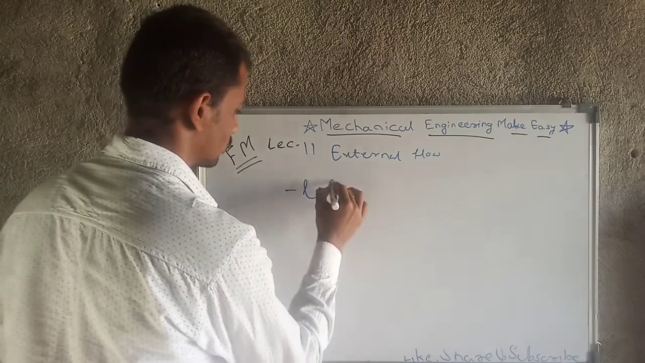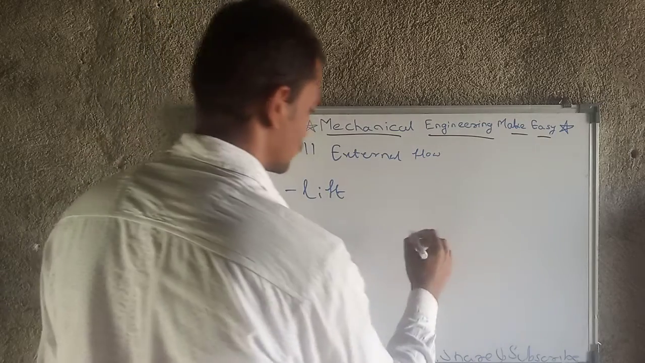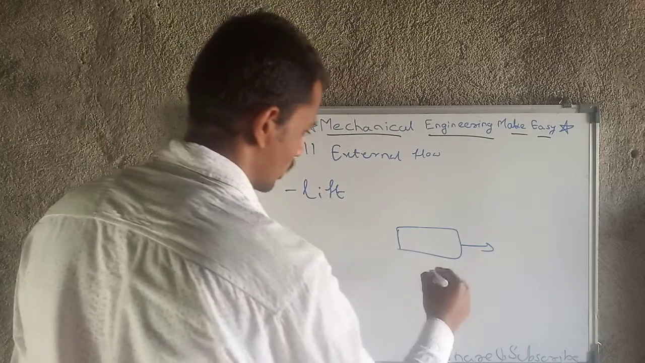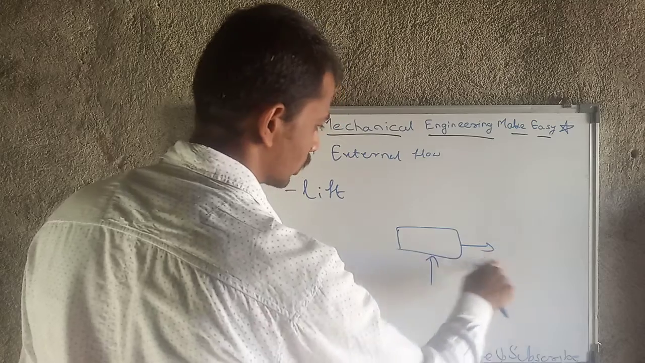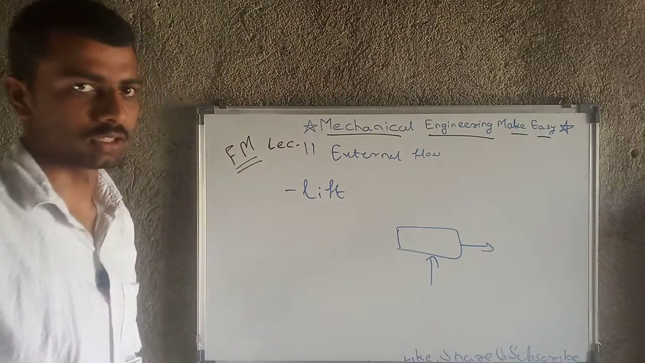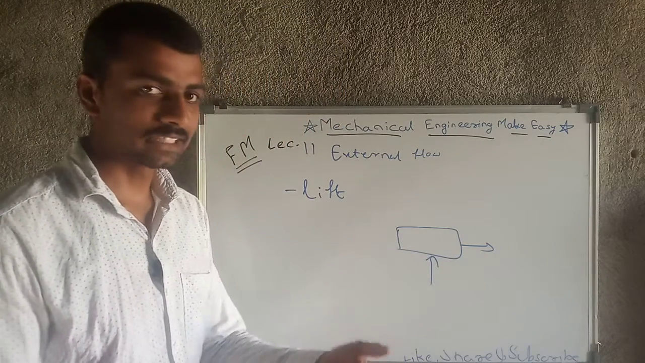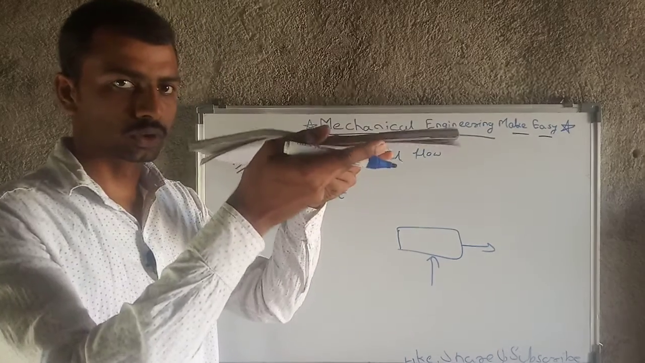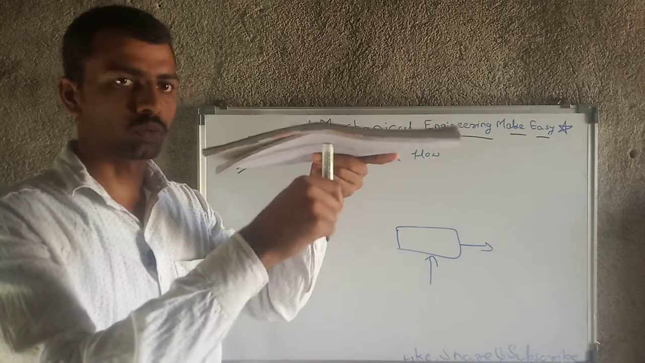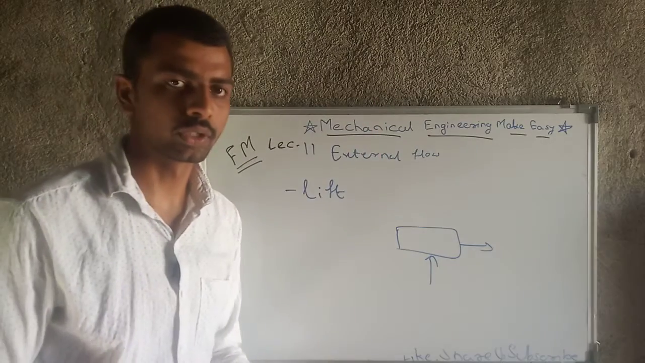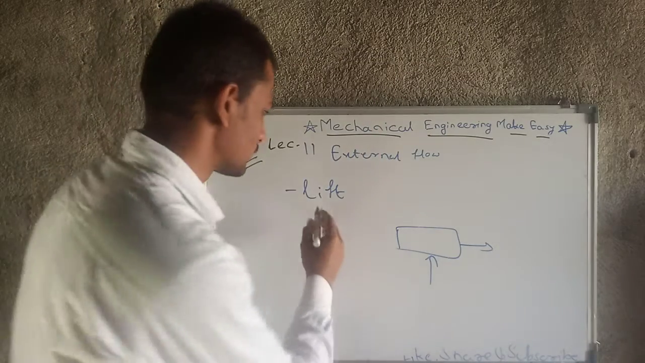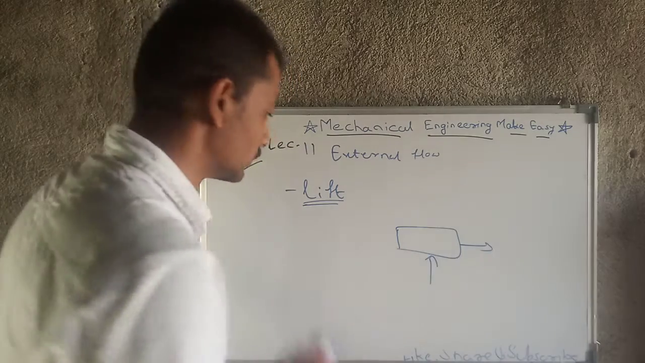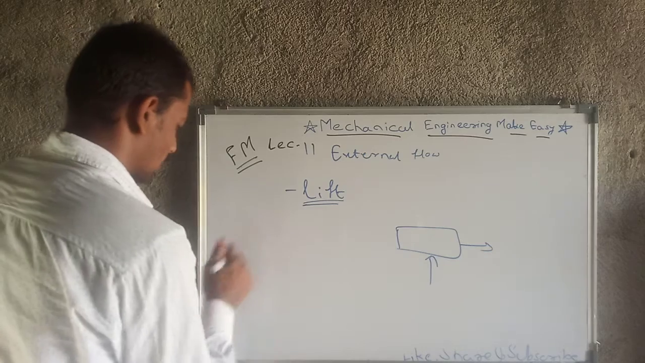So next is lift force. Assume that a body is moving in this direction. Lift force is the force perpendicular to the movement. Take the example of an aeroplane. The aeroplane is moving up, so it requires lift force from downward, then only will that aeroplane move upward. So that is nothing but the lift force, perpendicular to the direction of motion. Okay, that is lift force.